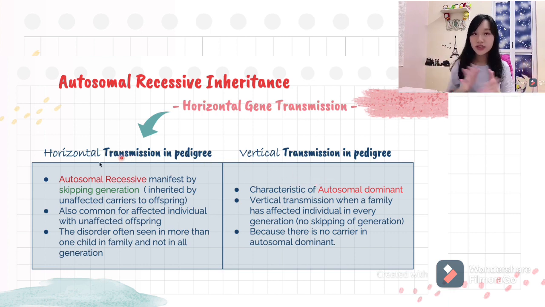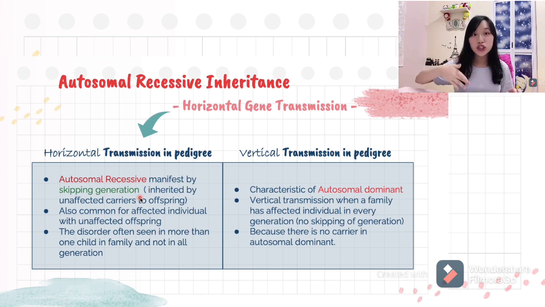Based on our previous discussion, we know that autosomal recessive inheritance practices horizontal gene transmission. In this case, autosomal recessive is manifested by the skipping of generation in the horizontal transmission. What do we mean by the skipping of generation? It means that, for example, we have three generations: the first generation, the grandparents; the second generation, the parents; and the third generation, the children.